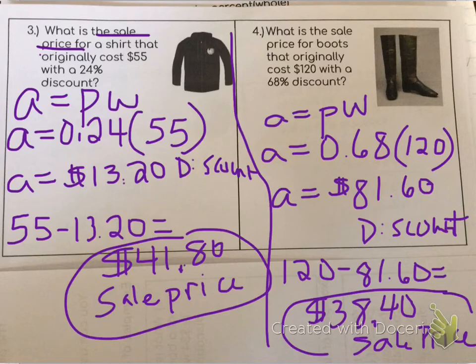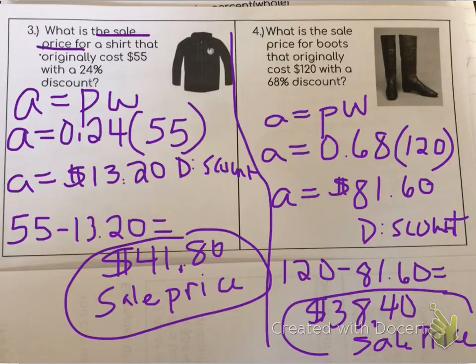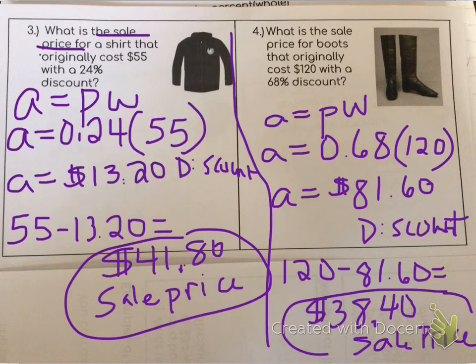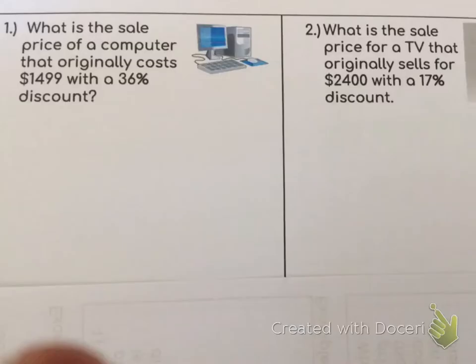Now, the next part is option number 2. If you want to do option number 1, that's fine. Here's option number 2, and I don't mind which way you use as long as you understand what you're doing. Okay, so I have, hold on, I guess I don't have my picture here. One sec. What is the sale price of a computer that originally cost $14.99 with a 36% discount?